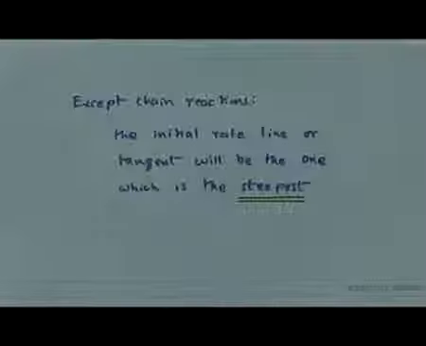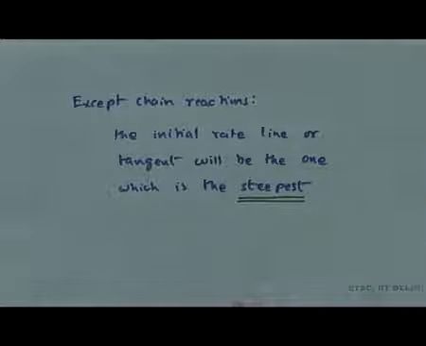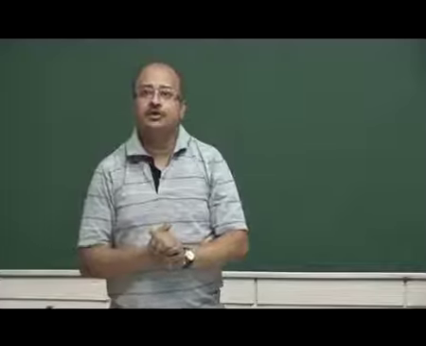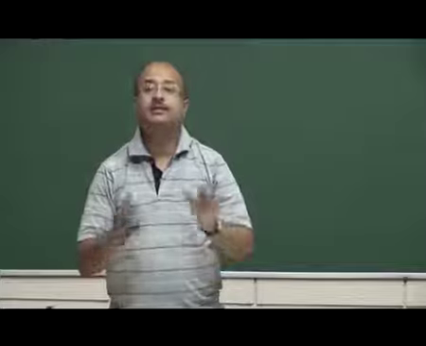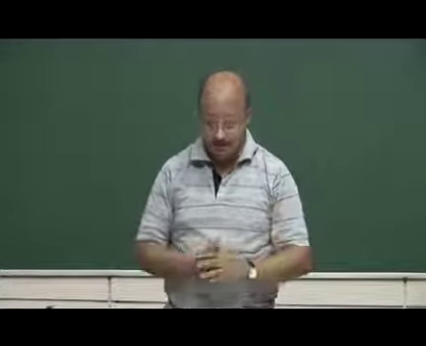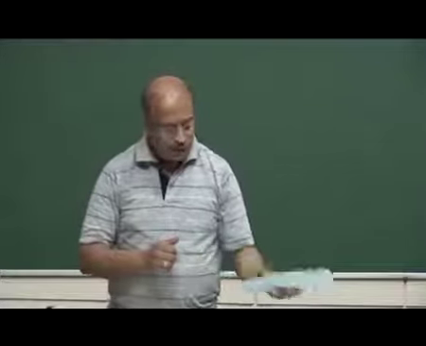So, except chain reactions, chain reactions are quite complicated, the initial rate line or the tangent will always be the steepest one, that means the one having the maximum slope, and it makes sense because at the initial point your rate of reaction is also the maximum, and hence the slope of the line is the steepest. Okay.